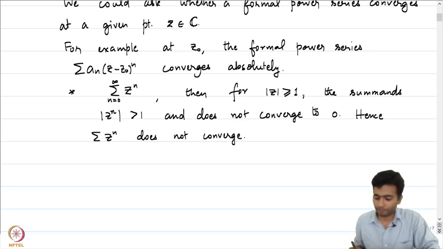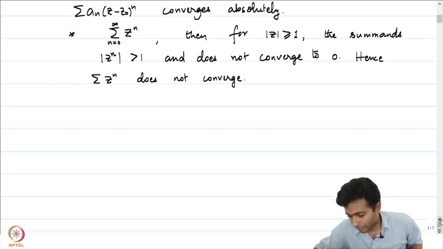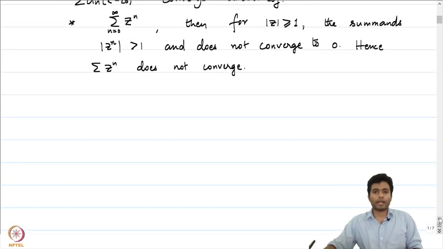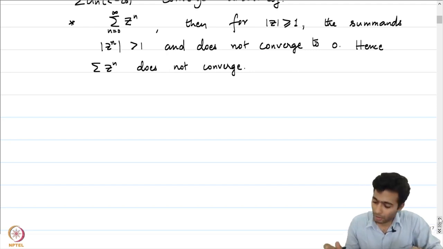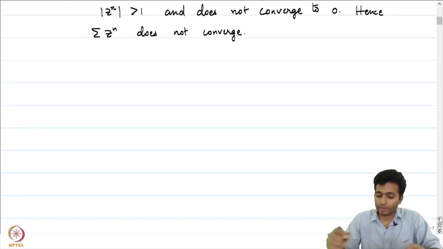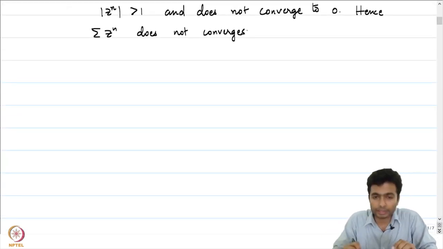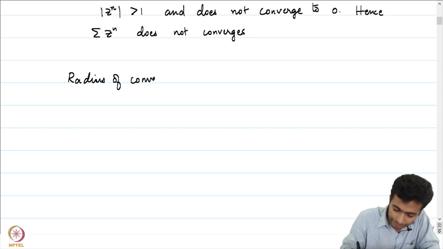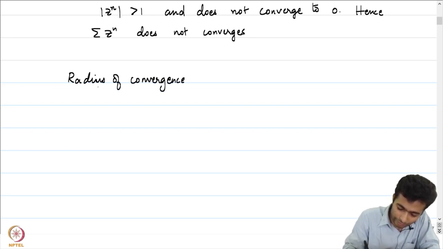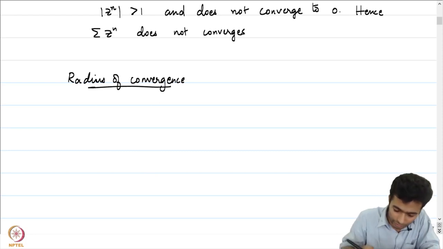So, it's a question of interest to check at what points a given formal power series converges and at what points it does not converge. The question is answered by studying what is called the radius of convergence of the given power series. So, let me just define that. Radius of convergence. Given a power series, we can talk about the radius of convergence.